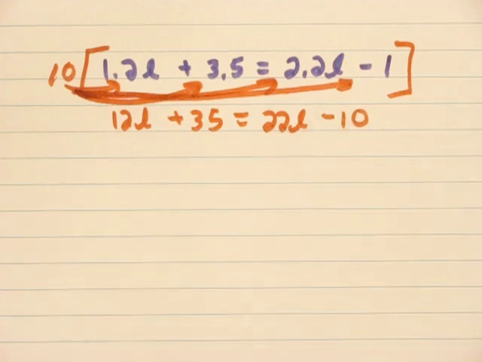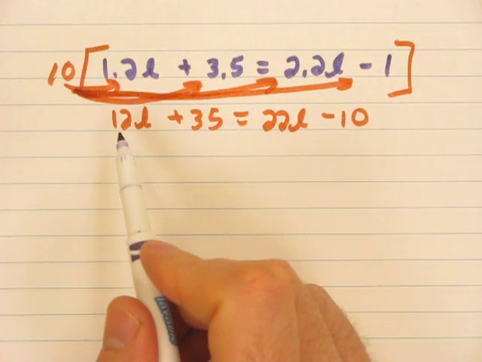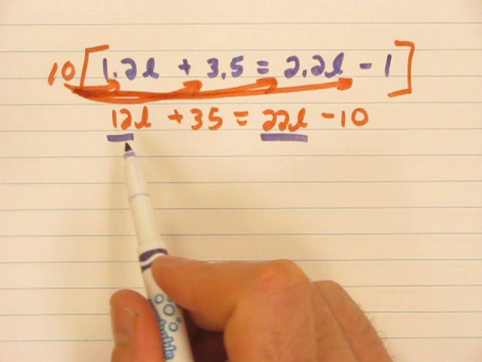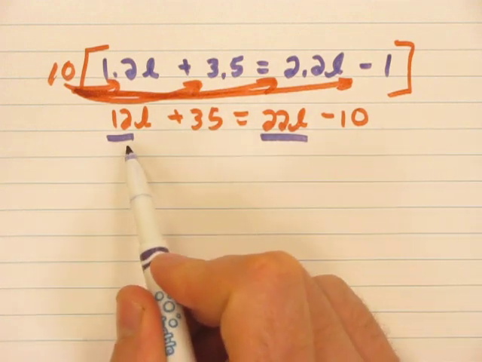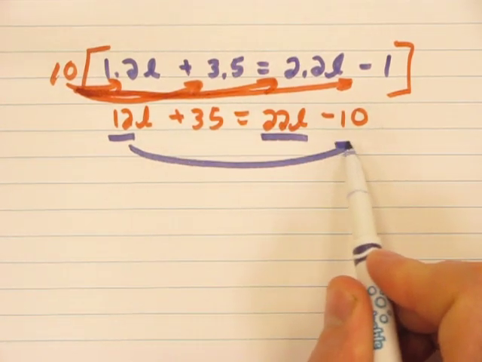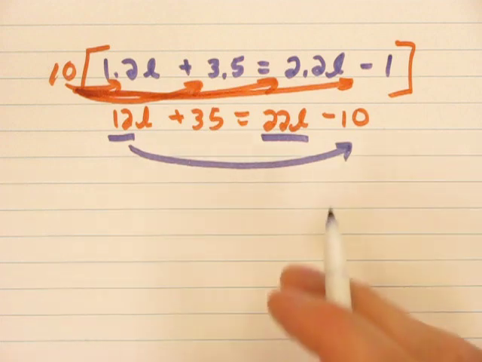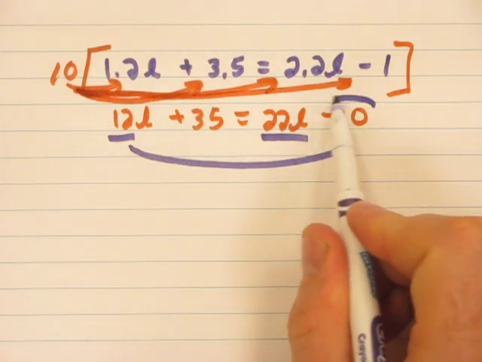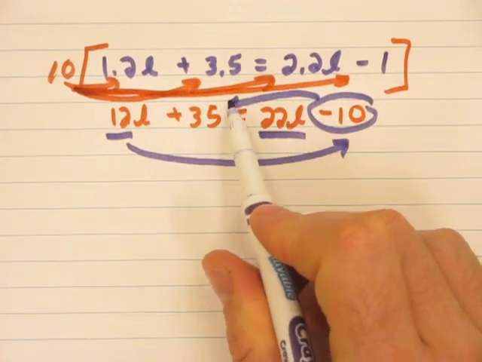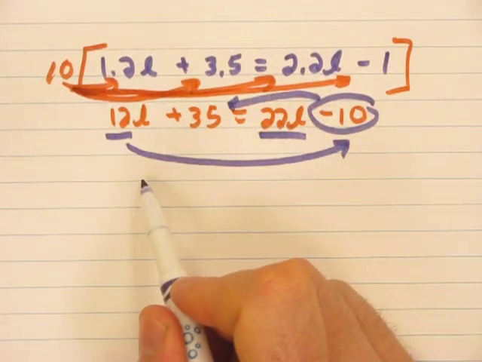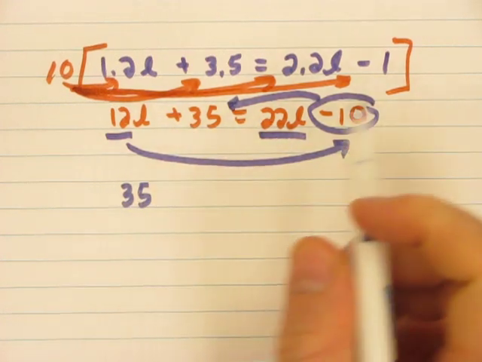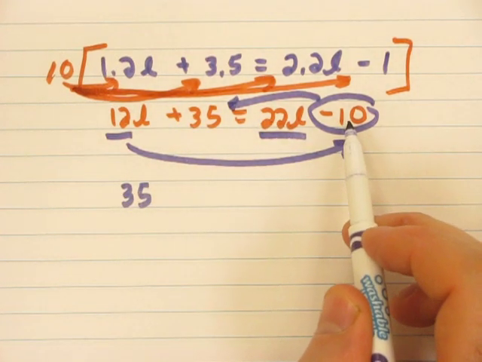And we follow the pattern that we've seen so often. We look at our coefficients and decide which term to move. Because 12 is smaller than 22, I'll move the 12L over to the right hand side. As a result, I only want L's on the right hand side, and so I move this negative 10 over to the left.